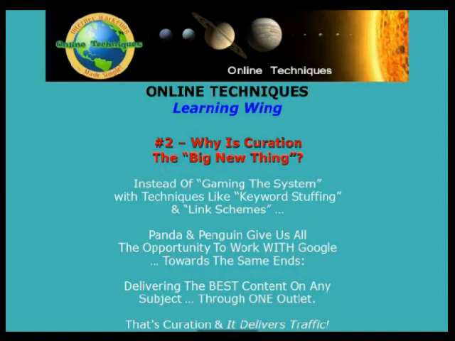Now what's happened is Penguin and Panda, they've created this situation where we can actually work with Google. We can sit down on the same side of the table. And instead of being adversaries, where we're trying to be sneaky and manipulate their little thing into putting us where we want, we can actually work with them to create websites that deliver the best content to the searcher, and that will get us our ranking. That's what they've done with the algorithm, and that's why this works now, where it didn't work before, because before you had to be conscious of all this other stuff, and we were working at cross purposes.